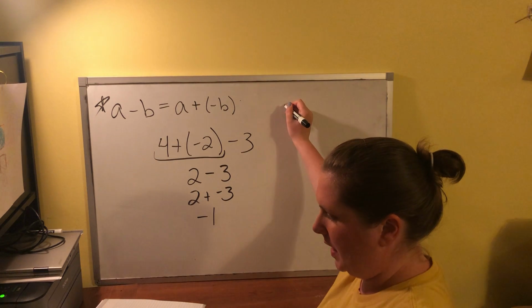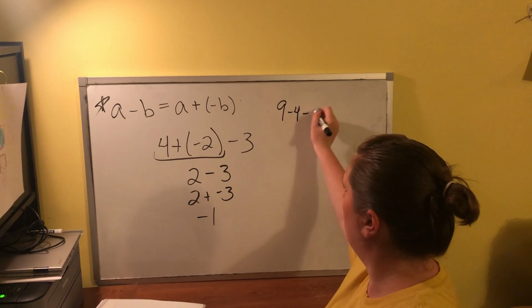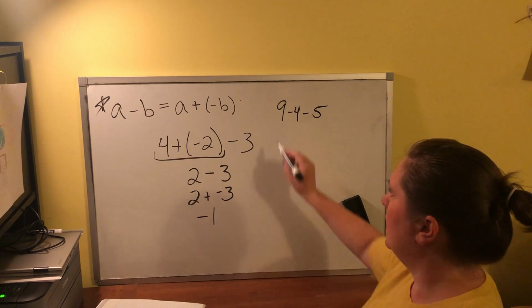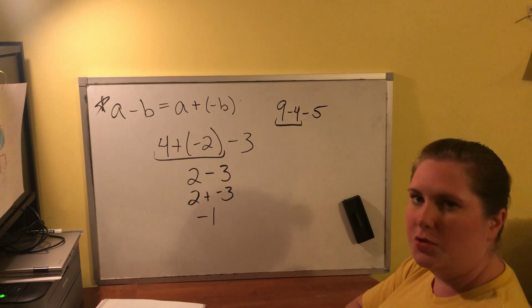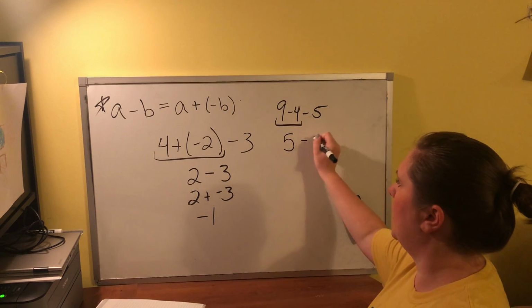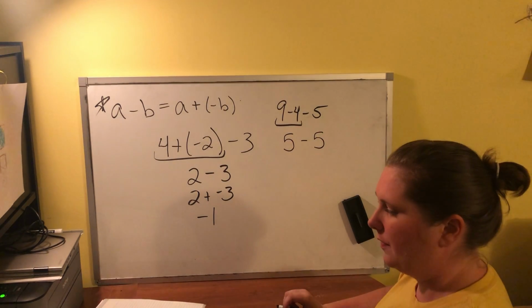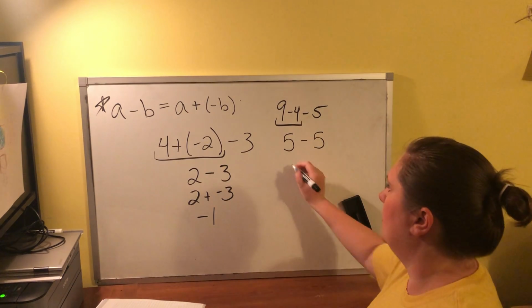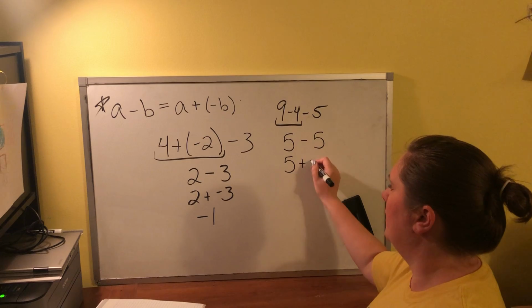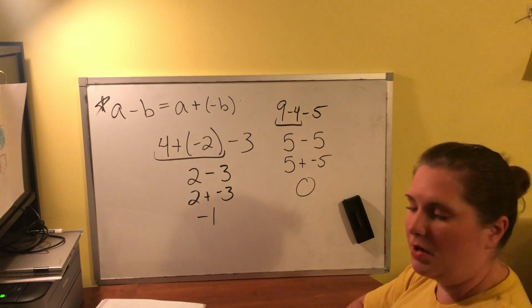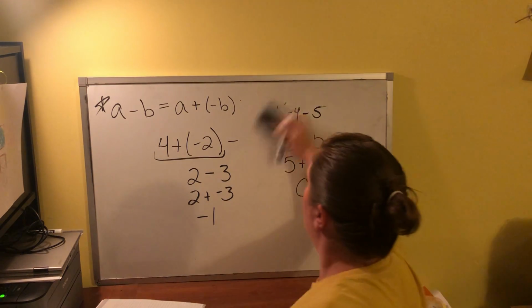Let's go ahead and look at 9 minus 4 minus 5. So we have a lot of subtraction going on here. We're gonna take the subtraction as it comes from left to right. So 9 minus 4, we know how to do that. That's 5. So now I have 5 minus 5. Hopefully you know that 5 minus 5 is 0. If not, you can apply that property of adding the negative and see that 5 plus -5 is 0. Okay, whatever works for you.